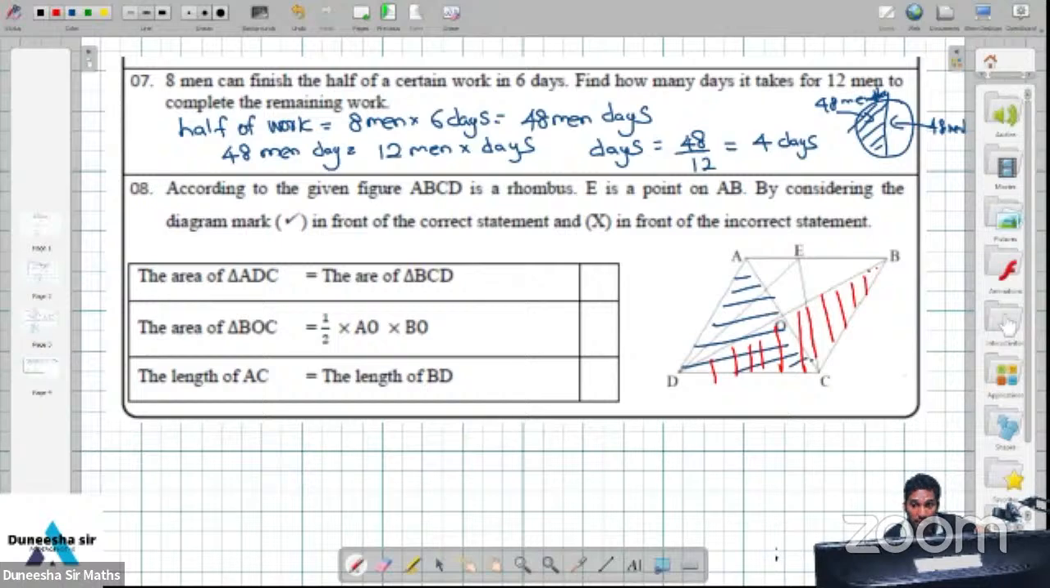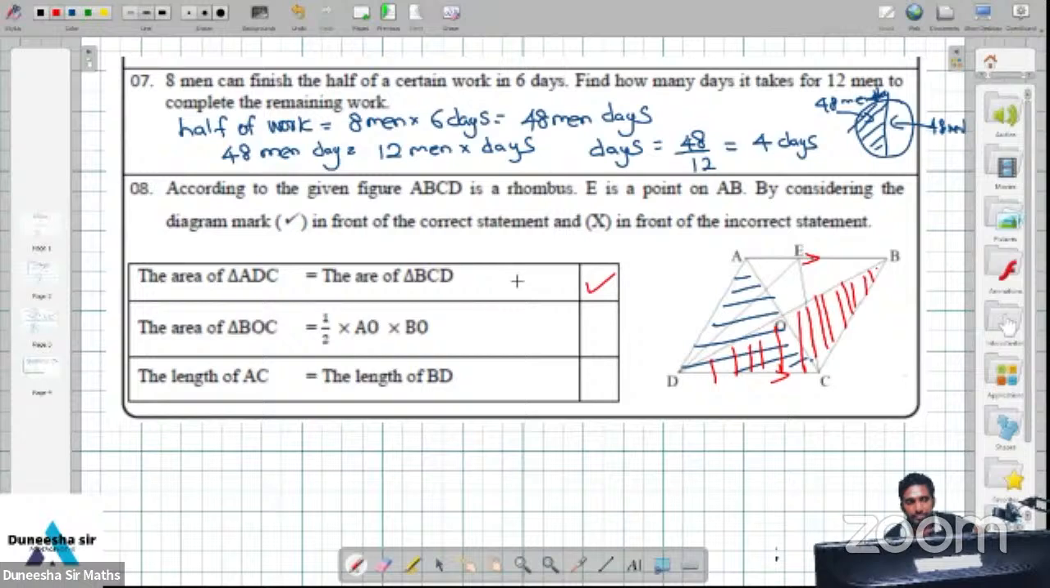These two triangles' areas are equal. It's correct. Why? Because they are between the same parallel lines. What happens in a rhombus? The opposite sides are equal and parallel. So the area of these two triangles is equal, because they lie between the same parallel lines.